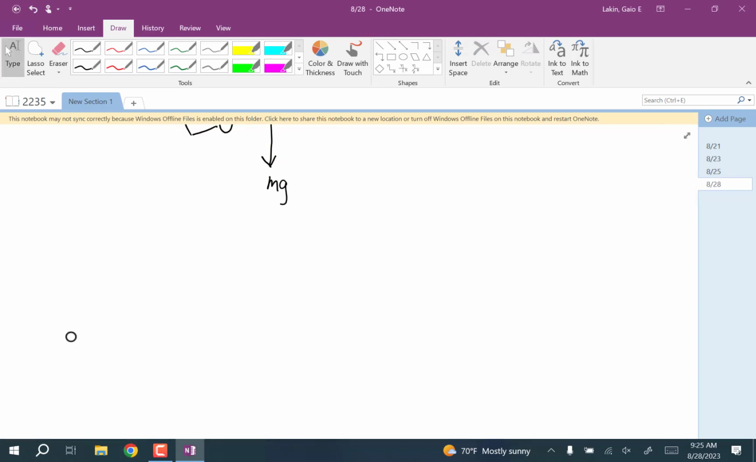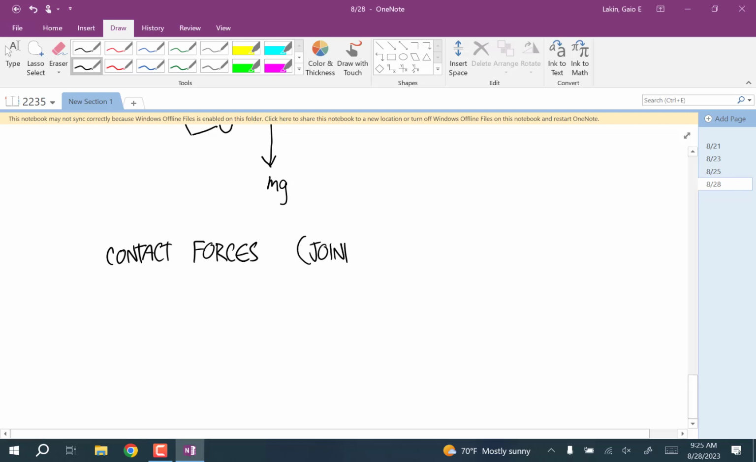Okay, so contact forces. And contact forces, in this class, we're going to sort of treat in general as the group joints. This is what we're going to call a joint, a connection between two bodies. So contact forces or joints for particle statics. When we get into rigid bodies, that's when the more complicated joints are going to come up.